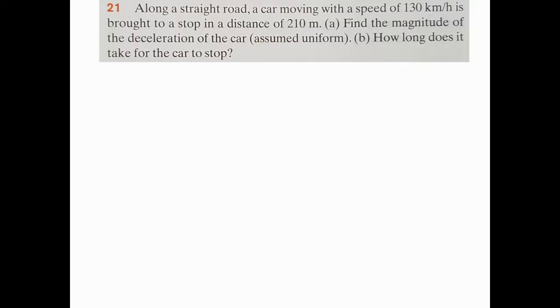Along a straight road, a car moving with a speed of 130 km per hour is brought to a stop in a distance of 210 meters. That means you have a straight road, you are just driving the car with the initial speed of 130 km per hour, and when it is about to reach 210 meters, your car is about to stop. Now what you are going to find? You are going to find the deceleration of the car.